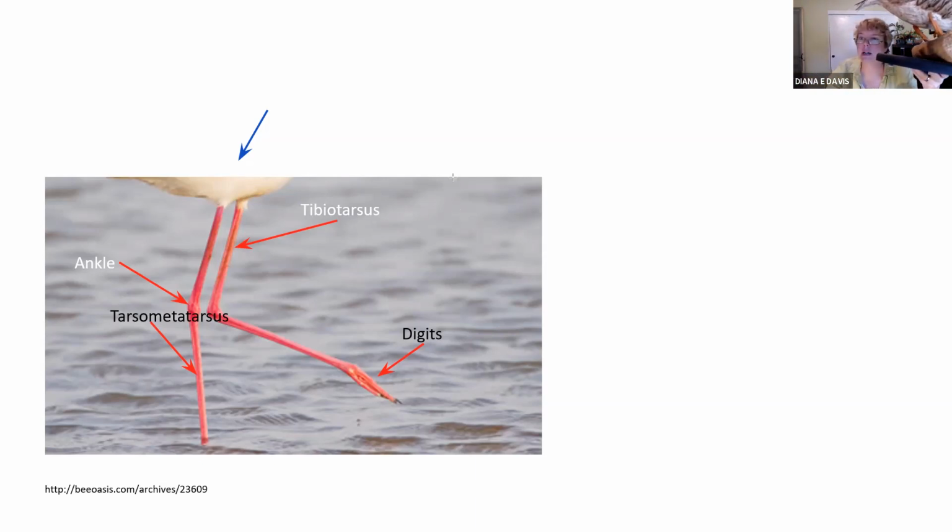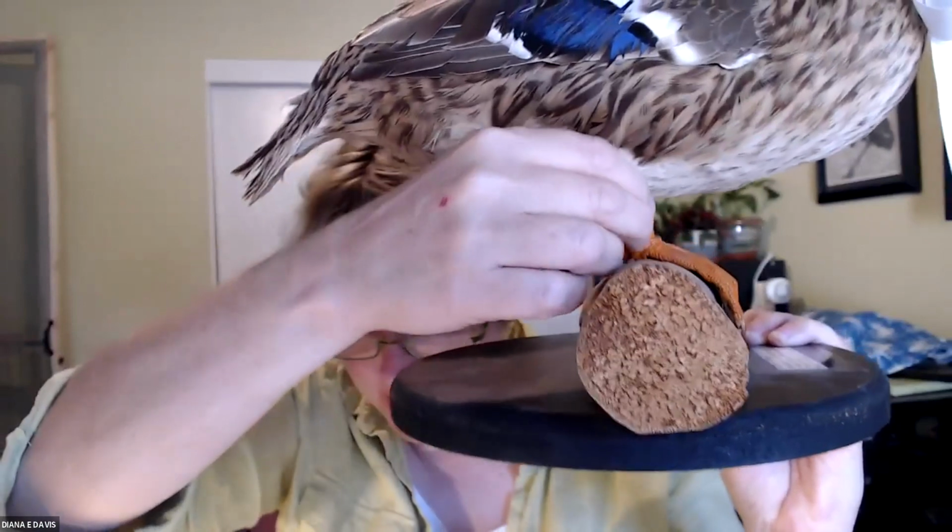So I'm going to stop screen sharing for a second, and we're going to look at Sassy. So here's Sassy. This right here, way up here, that's her ankle joint. So it's very different than on the long-legged waders.